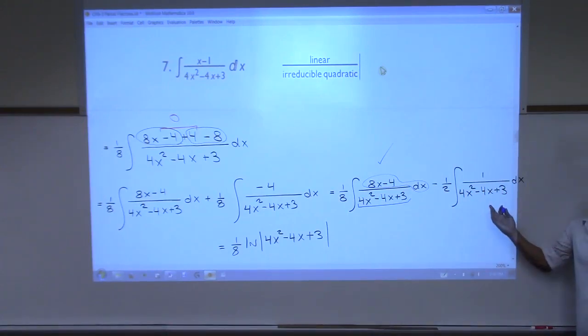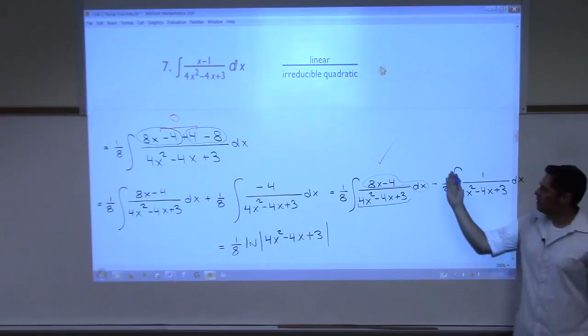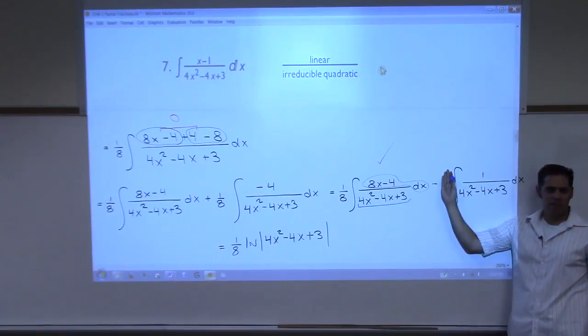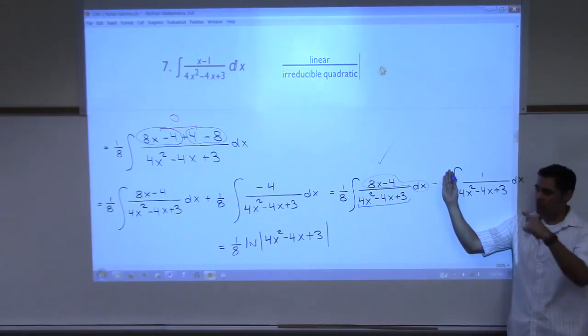But you still have to deal with this. Do you recognize this? That's the problem we just did before this one. Forget the negative 1/2. Didn't I just give you that problem a second ago? And what did we have to do? Complete the square, and all those steps, you would have to do that here.